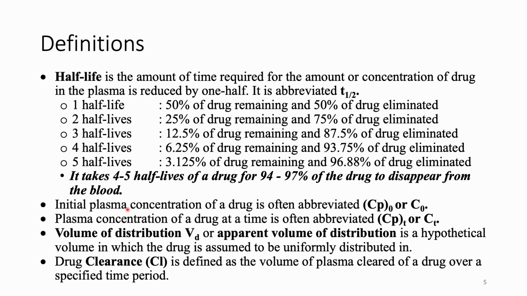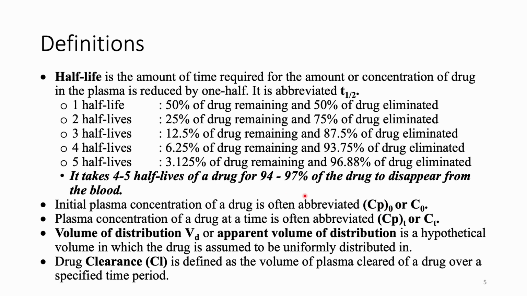Two other important PK parameters involve the concentration of drug in the plasma. There are two types of concentration. The first one is initial plasma concentration. That means the maximum or initial concentration appearing in the blood at its highest, for IV bolus injection. And the abbreviation is CP0 or C0.